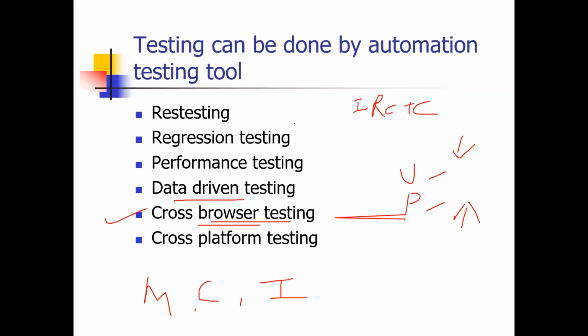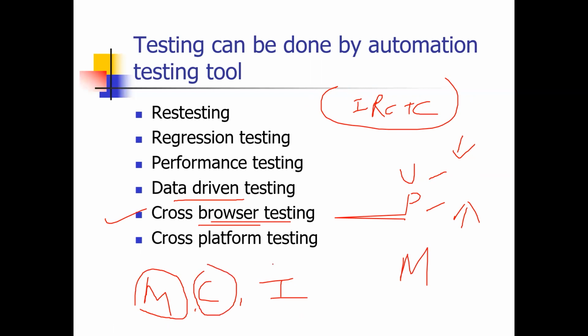If you are launching any URL, for any site like IRCTC, Myntra, Amazon, DMart, or any browser, you can check whether it's working properly in Mozilla, in Chrome, and in Internet Explorer. That's called cross-browser testing. It means you are checking a particular site on different browsers.